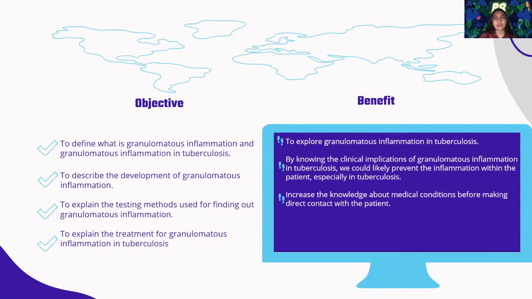Objectives and benefit of our study. So based on the problem formulation, the objectives are to define what is granulomatous inflammation and granulomatous inflammation in TB, to describe the development, to explain the testing methods used for finding out granulomatous inflammation, and to explain the treatment for granulomatous inflammation in TB.